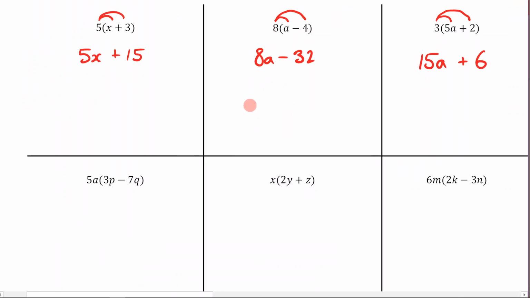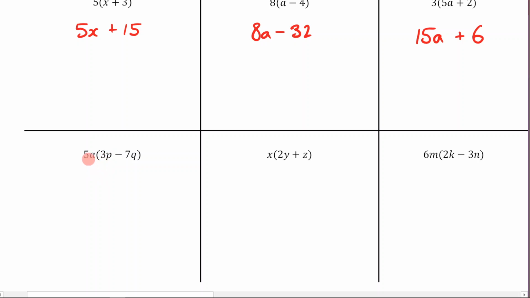Let's now go on to the next one. Here we have 5a, so it's going to be 5a times that, then 5a times that. 5a times 3p, well, 5 times 3 is 15, and then I just put my pronumerals next to each other. Then I'm going to go 5a times 7q, 5 times 7 is 35, and then I'm going to have a and q. Now remember, because there's a minus there has to be a minus in between those two terms. That's really super duper important. All right, let's keep on going.